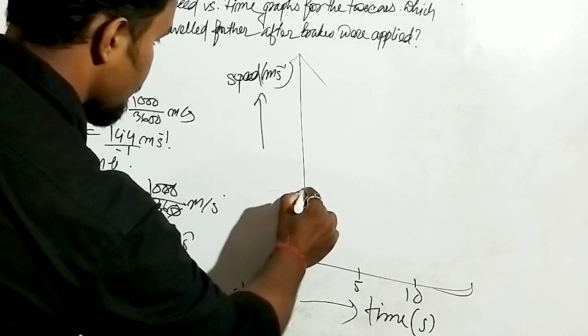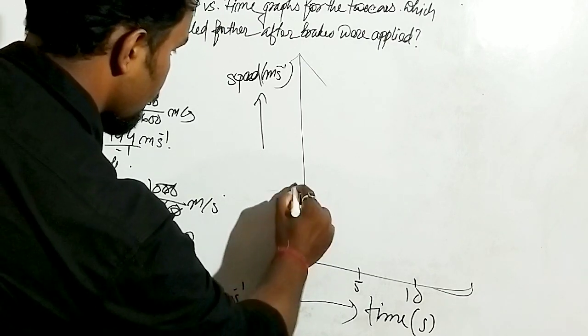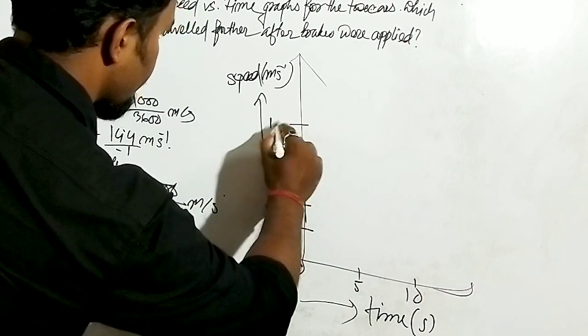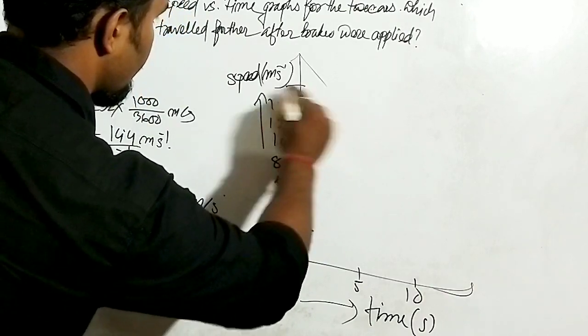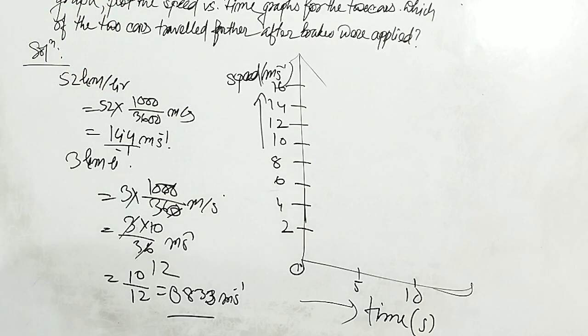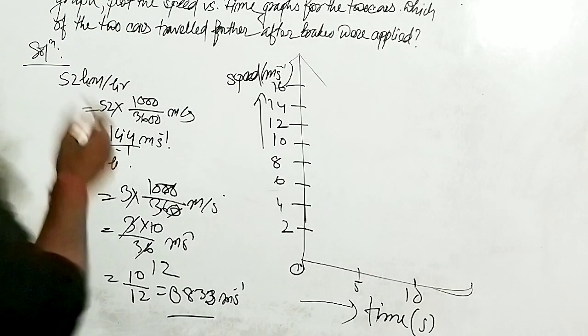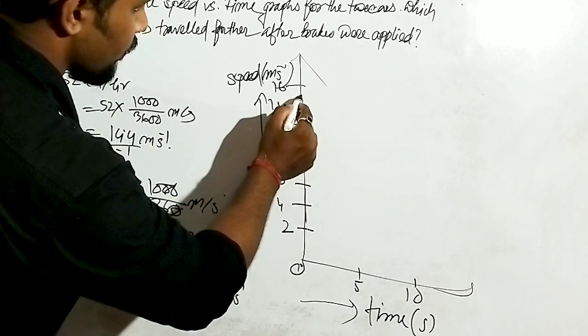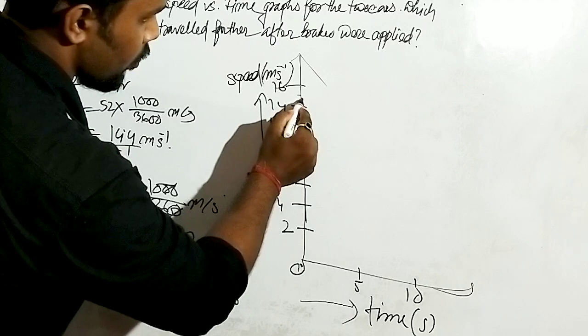We have to move a little bit like that. 4, 6, 8, 10, 12, 14 and 16. These are the readings in this y direction. Now we will plot. First is given as 14.4. That 14.4 will be almost 15, it will be here, almost here.